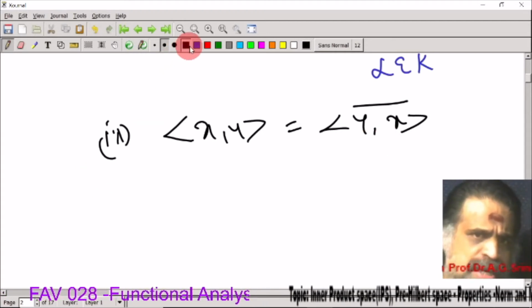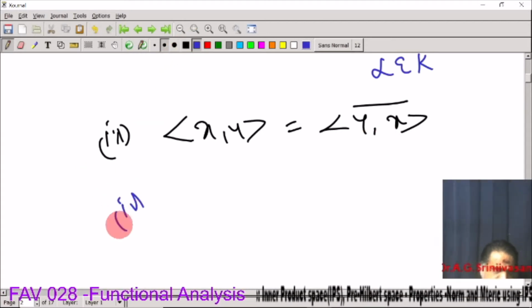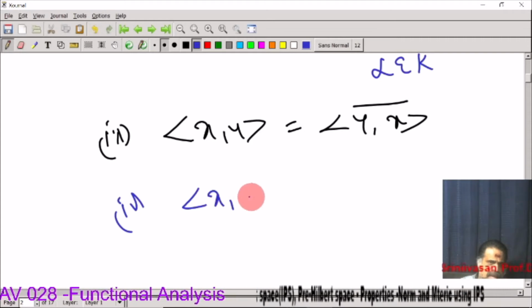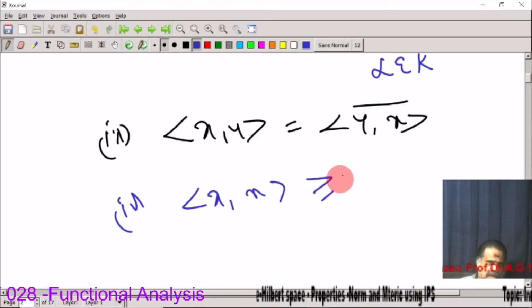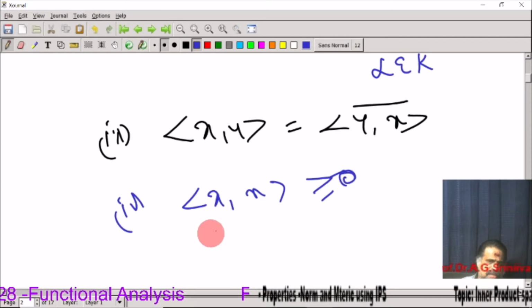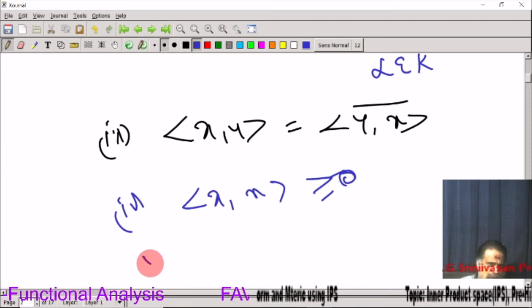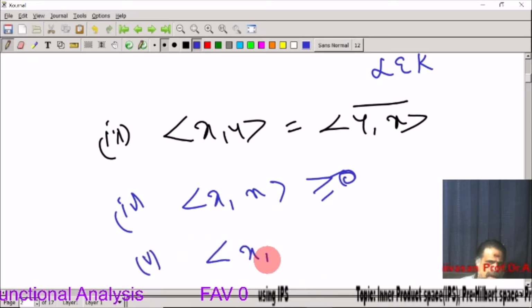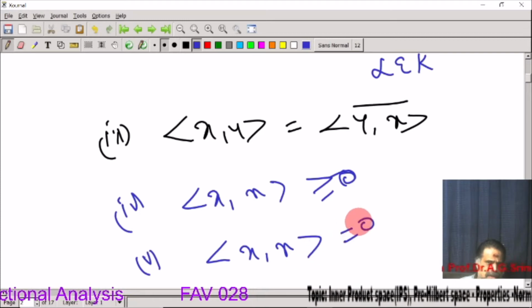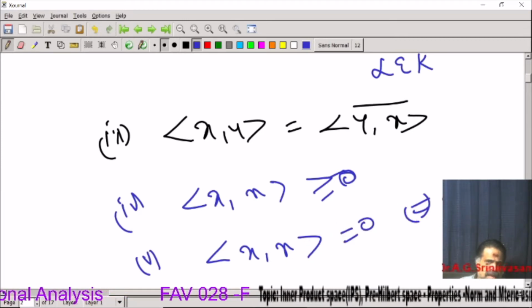And the fourth condition for the inner product is that inner product xx must be greater than or equal to 0. And the last condition: inner product xx will be 0 if and only if x is equal to 0.